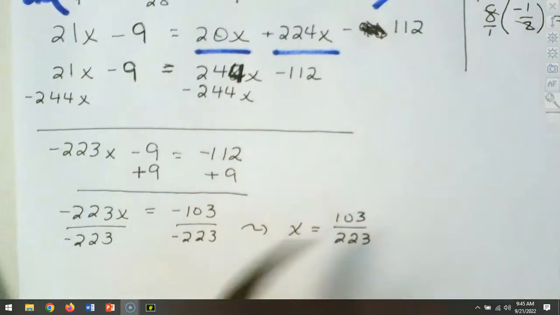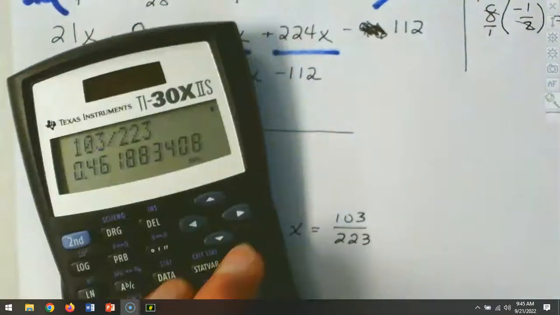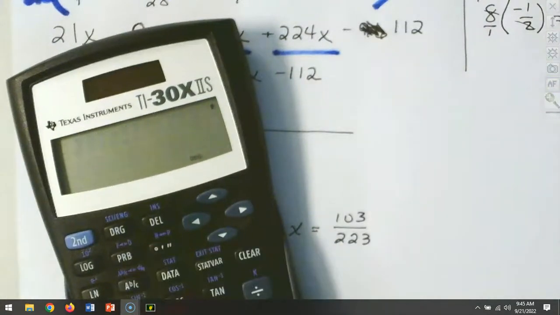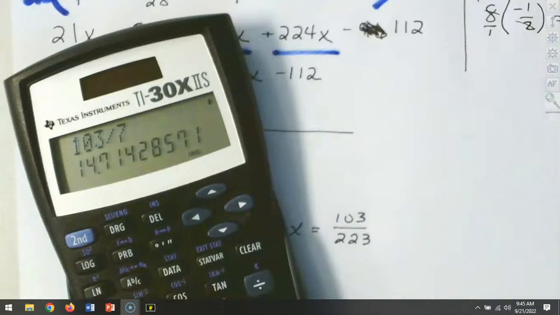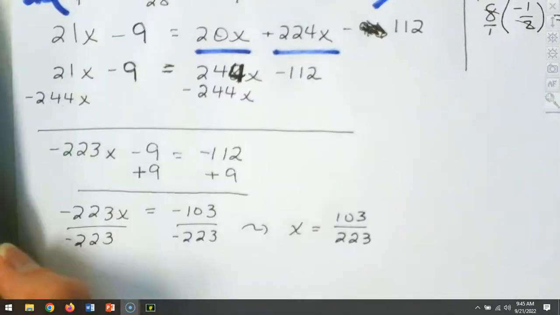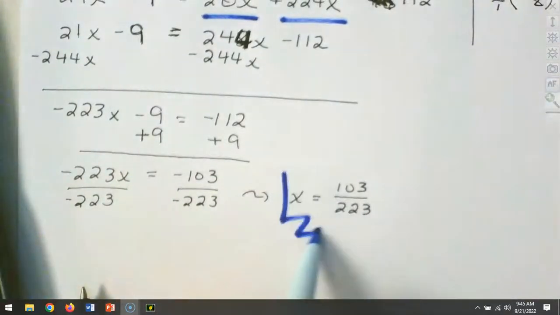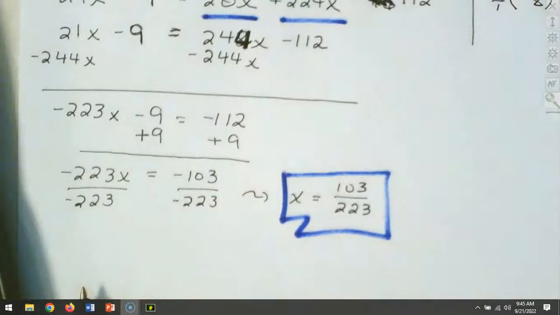But we can check. Let's see if a 3 goes into these. 103 divided by 3. I don't think a 3 will. Nope. I don't know of any other number that will. We can try a 7. 7's not. No other number is going to go through. So what's your final finished answer? It's not going to reduce down anymore. So your final answer would be 103 over 223.